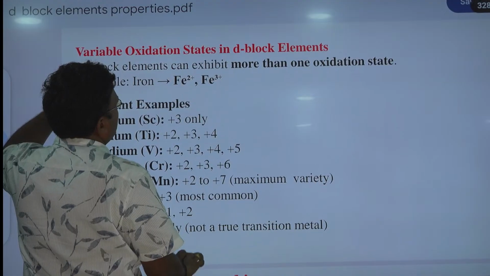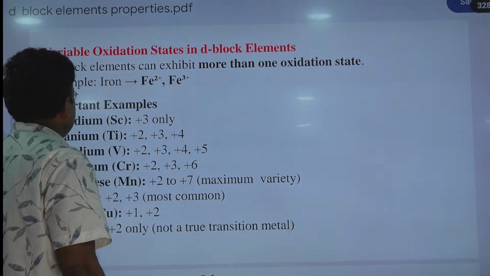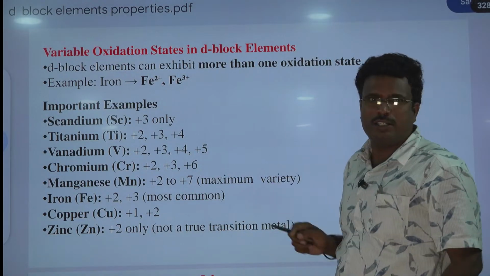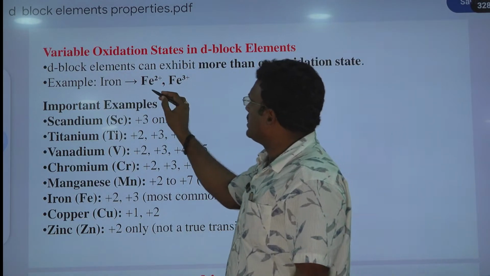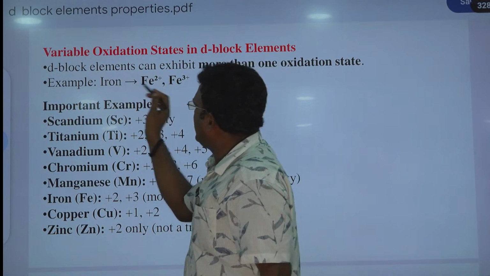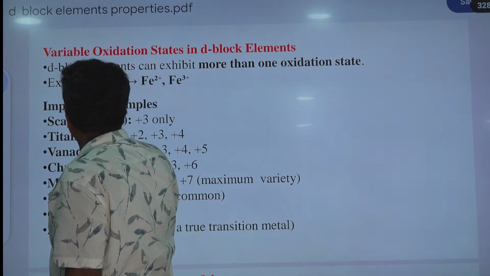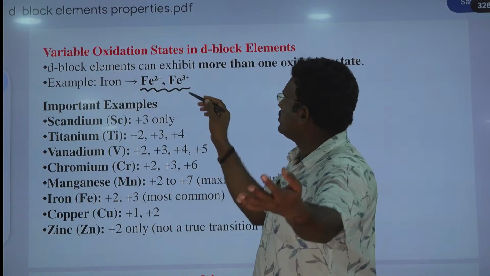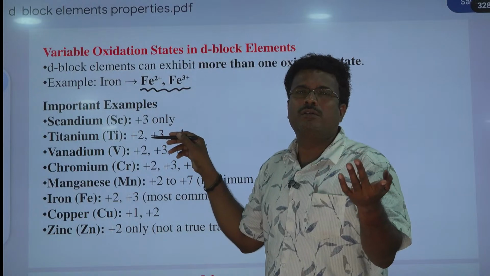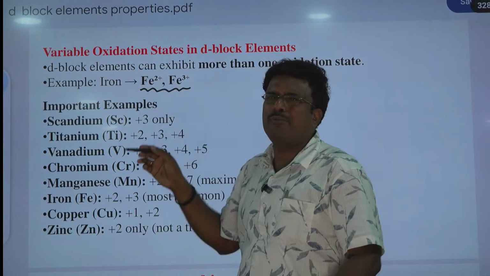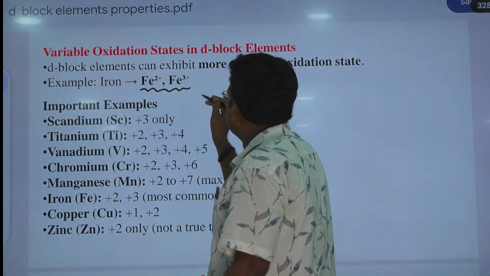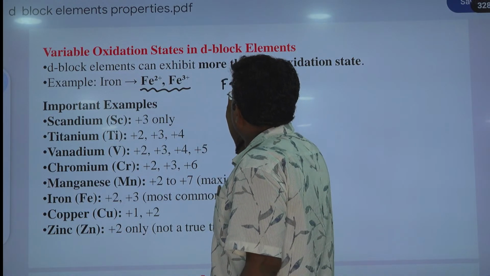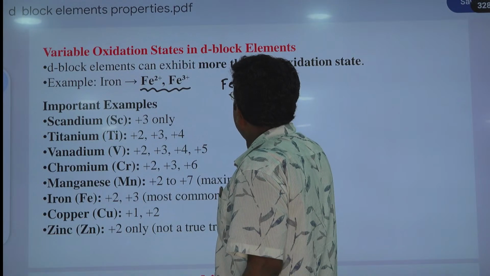Various oxidation states in the d block elements. The d block elements can exhibit more than one oxidation state, right? For example, iron exhibits +2 and +3 oxidation states. +3 is more stable than +2. Write down the configuration: what is the oxidation state here? Iron +2. So what is the configuration of iron +2?